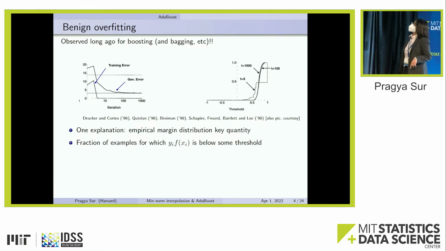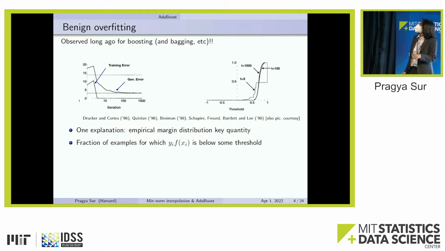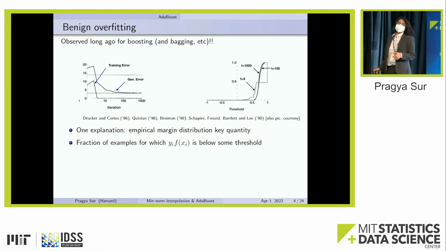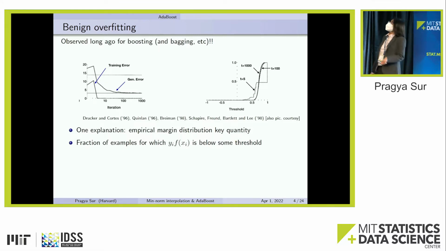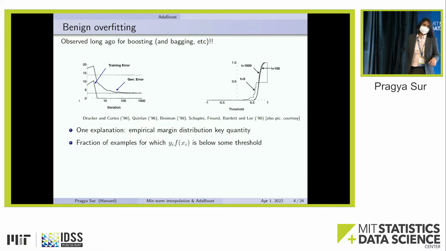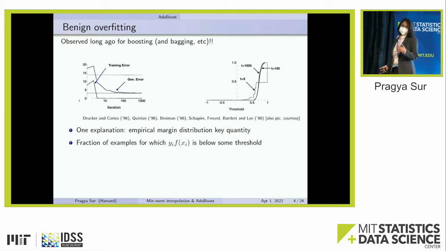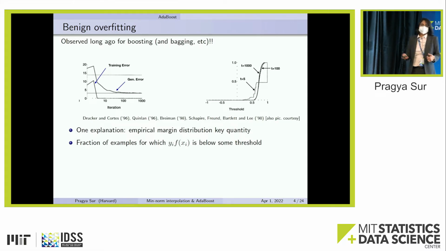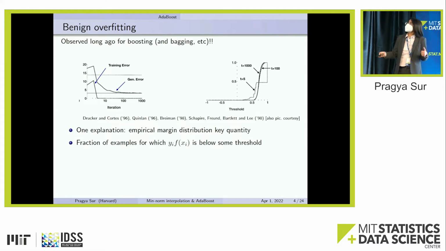What that tells you is that by the time you're at time point 100, a large fraction of your data points have a large margin. And further, between time 100 and 1,000, the margin distribution stabilizes. If you contrast this with the picture on the left, you will see that the generalization error has almost stabilized by time 100 and stays stabilized after that. So this was their proposal. They said that this empirical margin distribution is the key quantity. What it does mirrors the generalization error curve. So this explains this whole benign overfitting phenomenon.